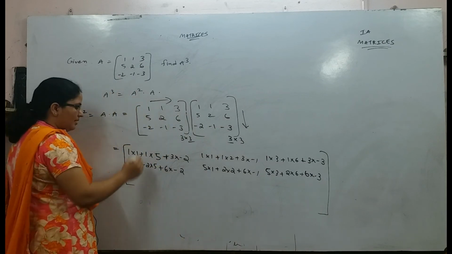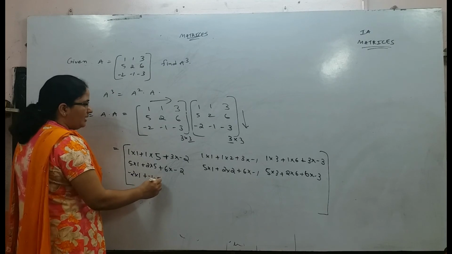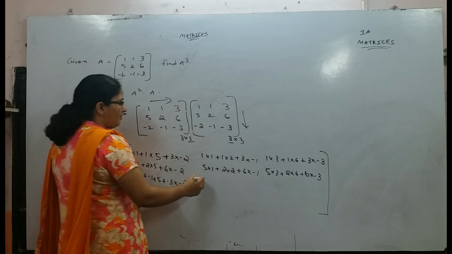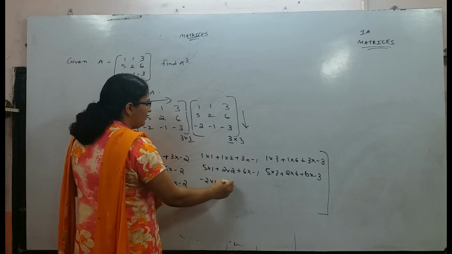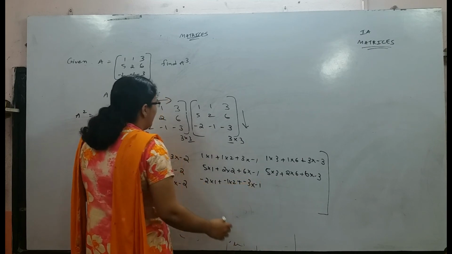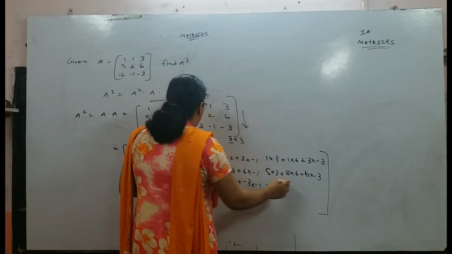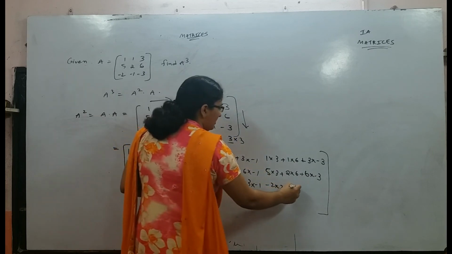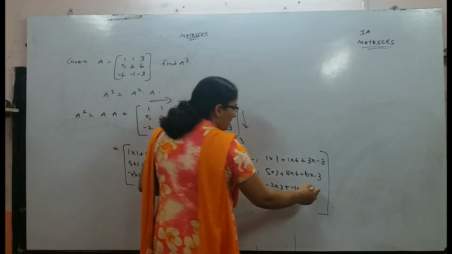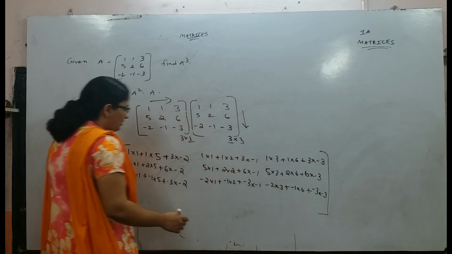Again, minus 2 into 1 plus minus 1 into 5 plus minus 3 into minus 2, minus 2 into 1 plus minus 1 into 2 plus minus 3 into minus 1, minus 2 into 3 plus minus 1 into 6 plus minus 3 into minus 3. This is what we have. So you can add this.